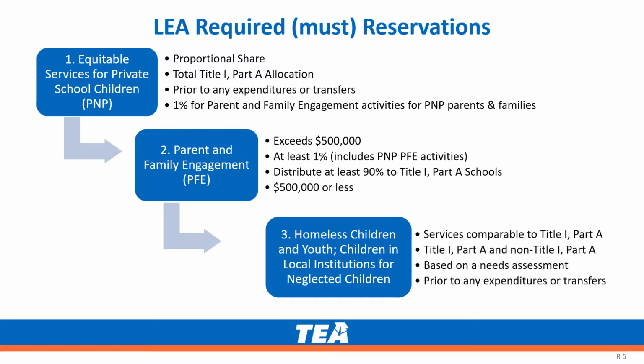ESSA also requires an LEA to reserve Title I Part A funds to provide services comparable to those provided to children in Title I Part A schools, to homeless children and youth in Title I and non-Title I schools, which may be determined based on a needs assessment, and to children in local institutions for neglected children. Similar to how it calculates a proportional share for equitable services, an LEA must determine the amount of these reservations based on its total Title I Part A allocation prior to any allowable expenditures or transfers of funds.